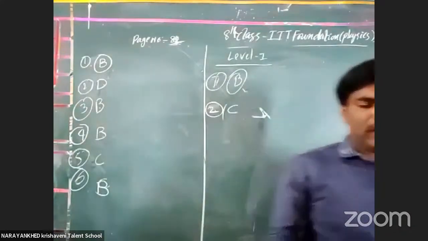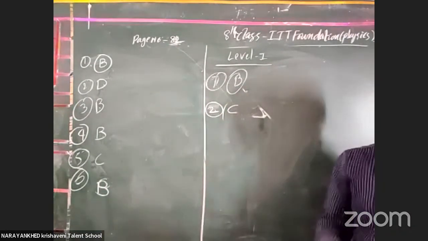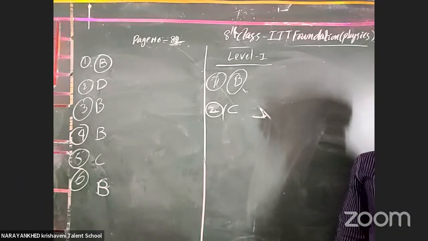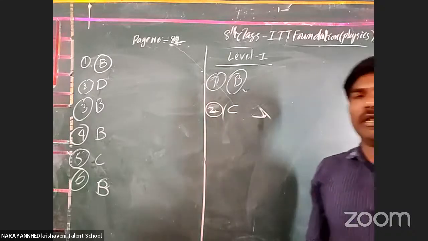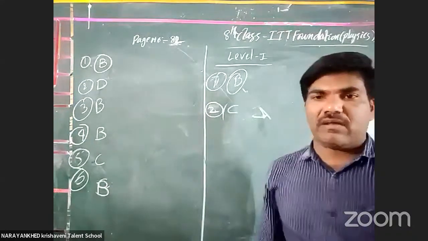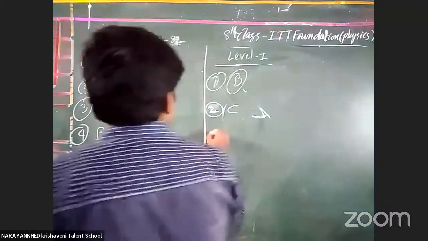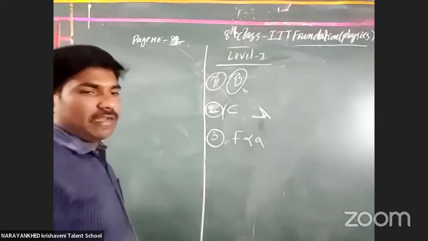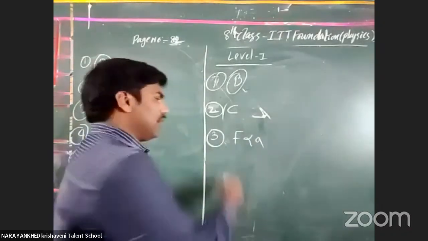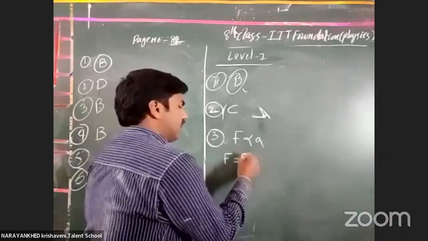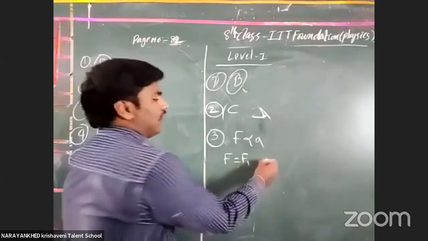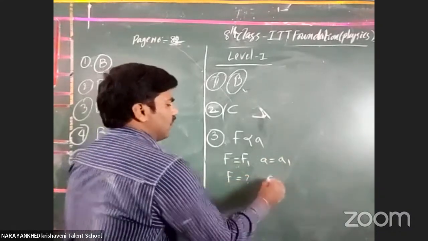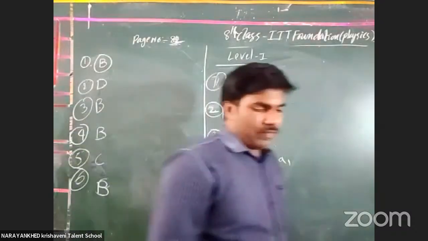And now, the acceleration of the body is to be doubled from the initial value. By what factor must the acting force be increased? Okay, you know very well, force is directly proportional to acceleration. Yes, that's why here, F is equal to F1 for A equal to A1. Now F is equal to what, in case A becomes what?